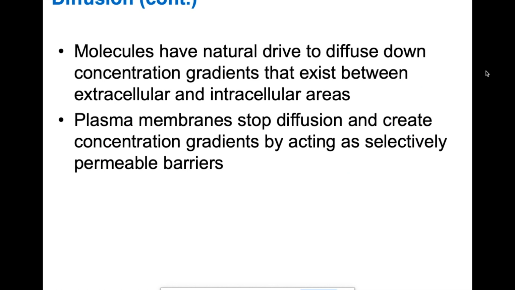So molecules have a natural drive to diffuse down their concentration gradients that exist between extracellular and intracellular areas. So things can move across the membrane based on their concentration gradient, and diffusion says that they can do it without the use of energy. Plasma membranes stop diffusion and create concentration gradients by acting as selectively permeable membranes. If some of these molecules are small and non-charged, they can typically just diffuse straight through the membrane, whereas if they're a little bit bigger, they're going to need things like facilitated diffusion to use our transmembrane proteins to get them from one side to the other.